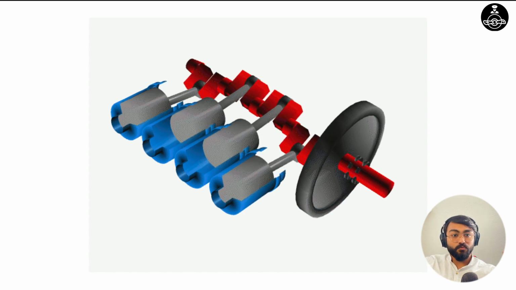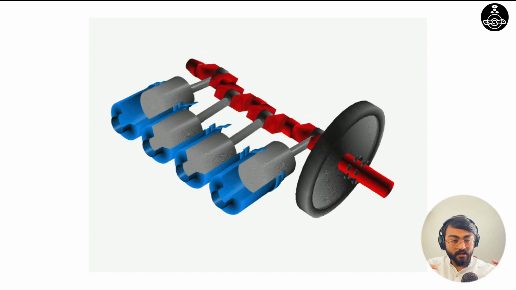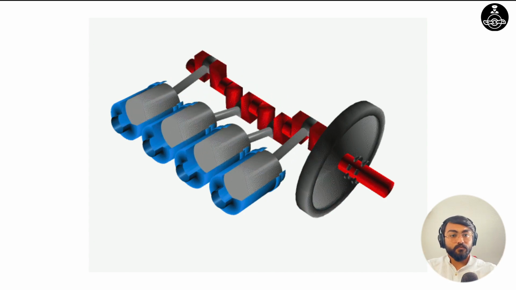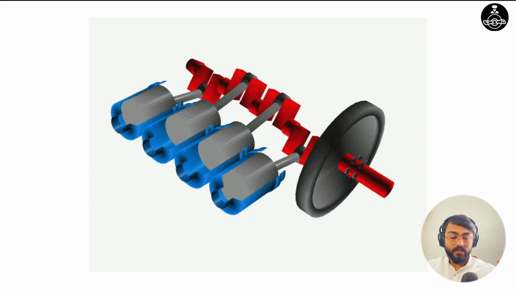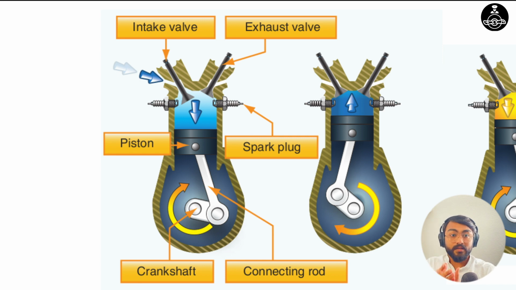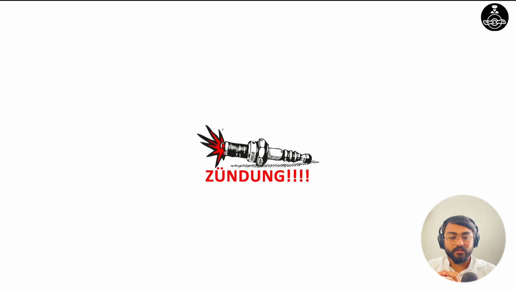So when the piston is moving back and forth, it is moving the crankshaft, and the movement of the crankshaft is what rotates the propeller, and that's how the engine helps us move forward. The fuel and air mixture is what burns, but the spark plug is required to provide the spark for the fuel and air mixture to combust.